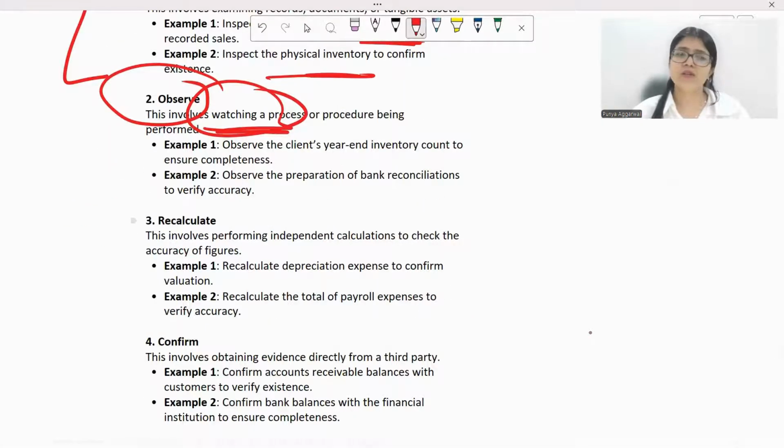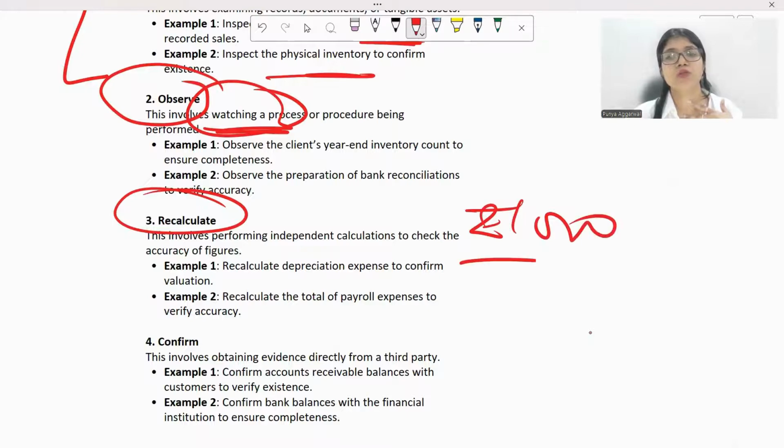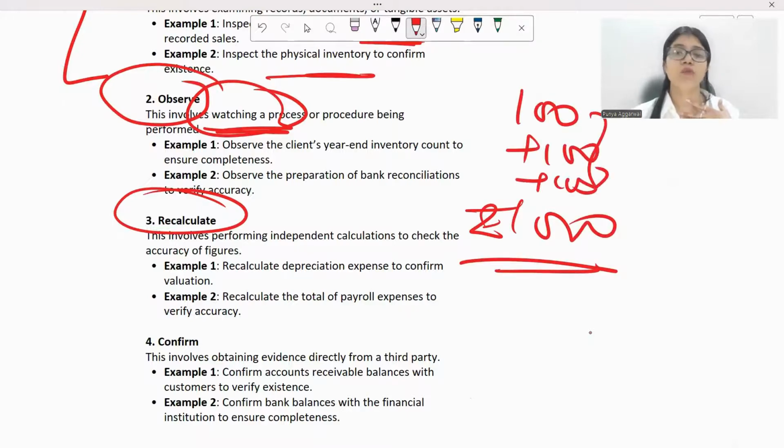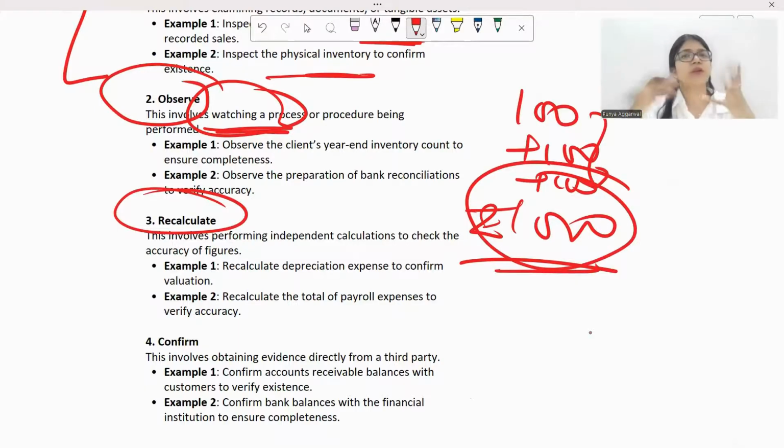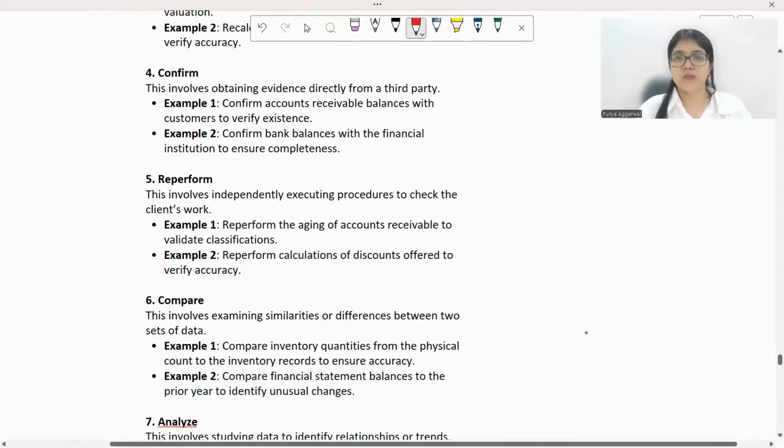Then recalculation, as you already know, if they say we have a receivable balance of rupees 1,000, so again you are calculating 100 plus 100 plus 100 plus 100, all of these things to get the total of 1,000. So whatever the company has already calculated, you are recalculating the figures again to check if it is accurate or not, arithmetical accuracy or something on those lines, right?